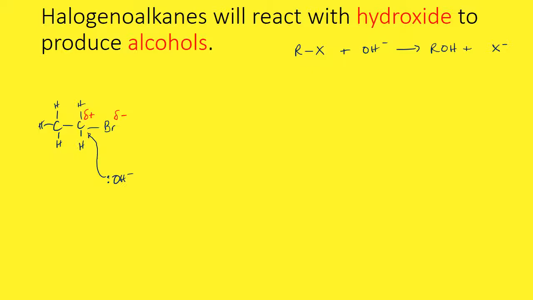That carbon that was slightly positive can only have 4 bonds. So at the same time as the nucleophile forms a new bond with that slightly positive carbon, these electrons in this bond, let's draw them in red, are going to move on to the bromine atom, in which case the bromine atom leaves and the hydroxide ion joins with the carbon atom. So we're going to draw our new molecule like this.